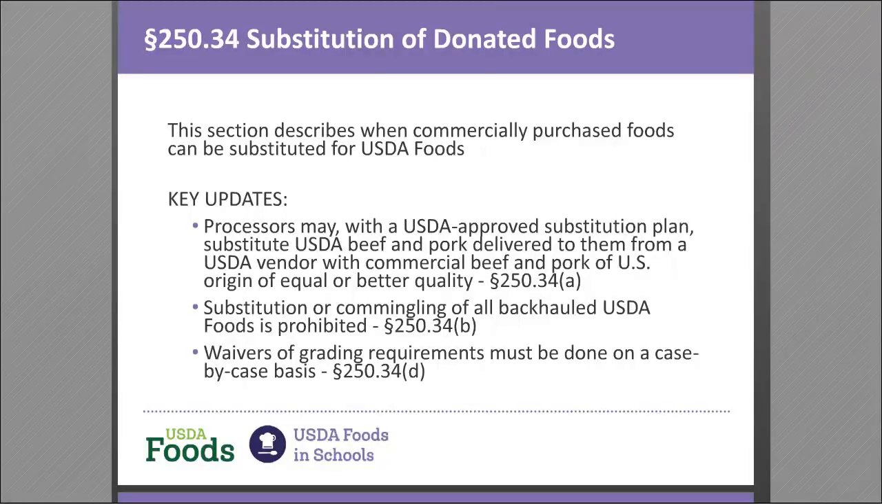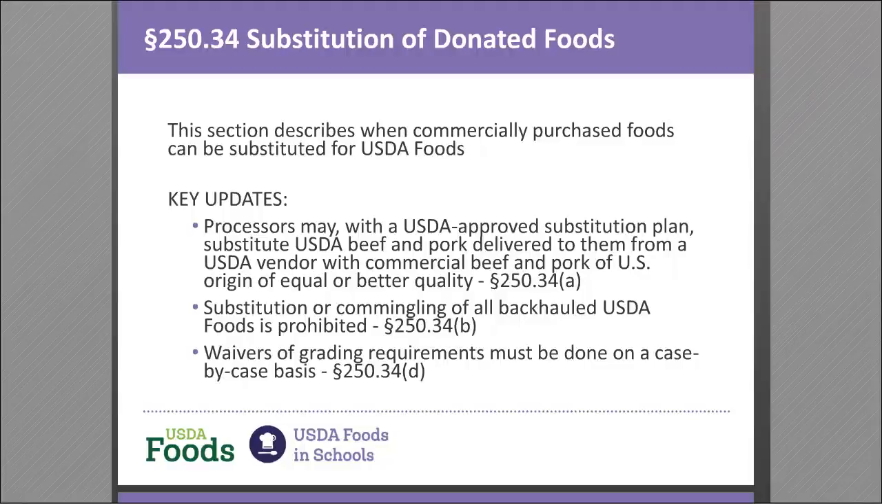250.34 describes when and how commercially purchased foods can be substituted for USDA foods. In 250.34A, we permit a processor to substitute any USDA food that is delivered to it from a USDA vendor with commercially purchased food of the same generic identity, of U.S. origin, and of equal or better quality in all departmental purchase specifications than the USDA food, including but not limited to inspection, grading, testing, and humane handling standards. Substitutions must be approved by the department in advance and in accordance with their substitution plan.